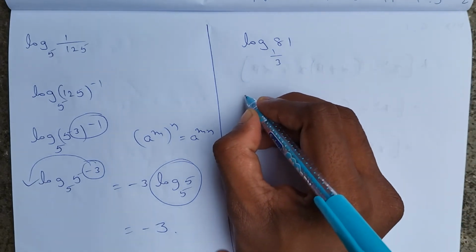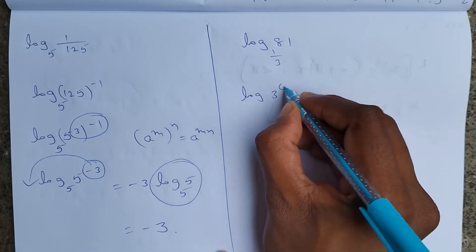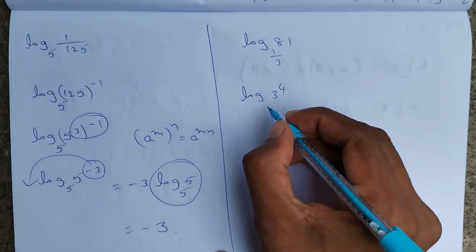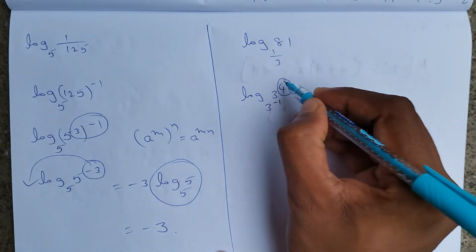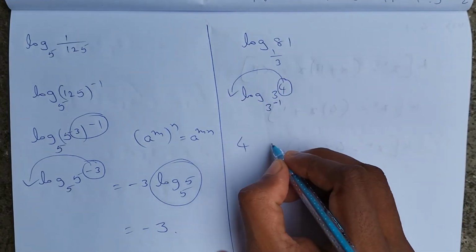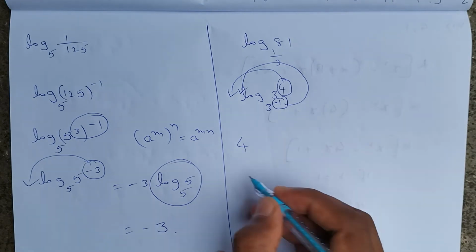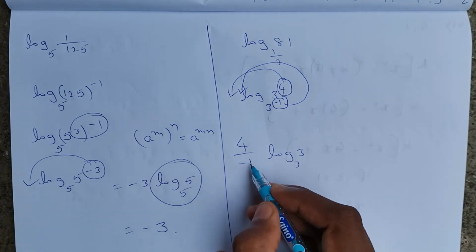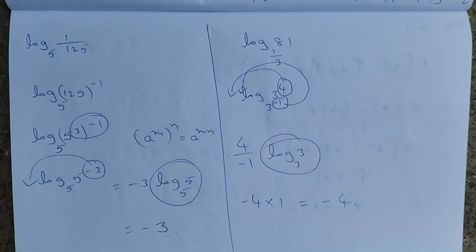Now let us check this question, log 81 base 1 by 3. Log 81 can be written as 3 power 4. Here the base 1 by 3 is in reciprocal form. If we make it normal, it is 3 power minus 1. Now this 4 will go as it is, so it is 4. The power on the base will go as the reciprocal, and log 3 base 3. 4 by minus 1 is nothing but minus 4. Log 3 base 3 value is 1. So minus 4 into 1 is nothing but minus 4.